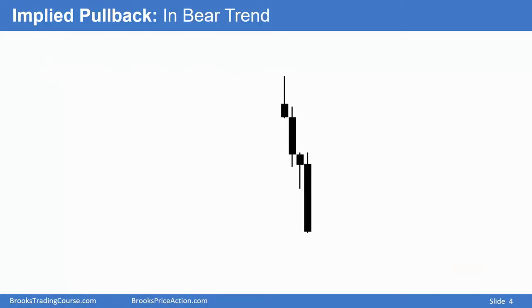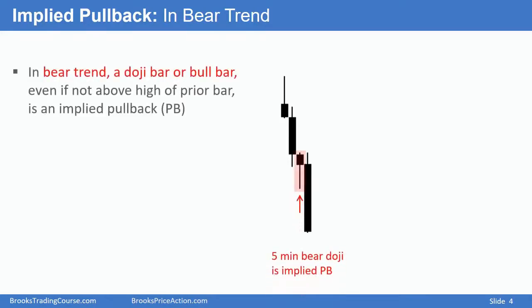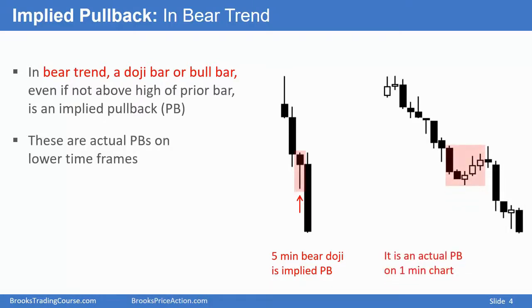Here we have a bear trend, and any bar that has a big tail on the bottom is an implied pullback because on a smaller time frame chart, the market went up and it probably went above the high of a prior bar. So here's the 5-minute chart, and we have an implied pullback, and it's an actual pullback on the 1-minute chart. So this is this, and then the market went up, and here the market went up. This bar went above that bar. So that tail on the 5-minute chart implies that there probably is a pullback on the 1-minute chart.